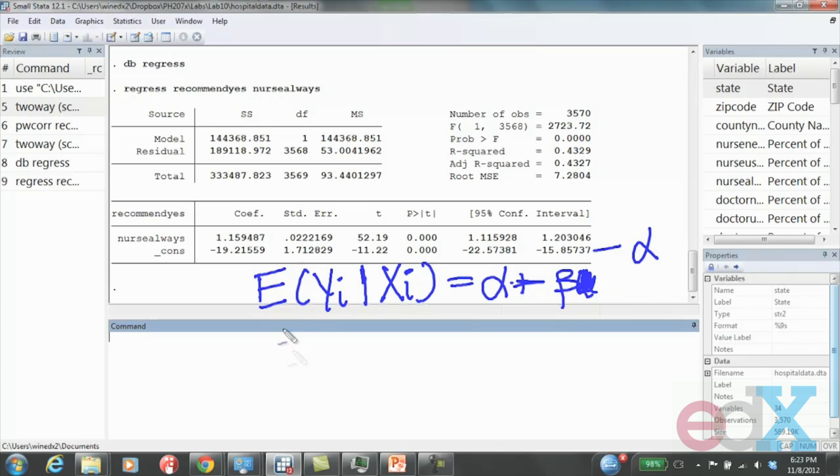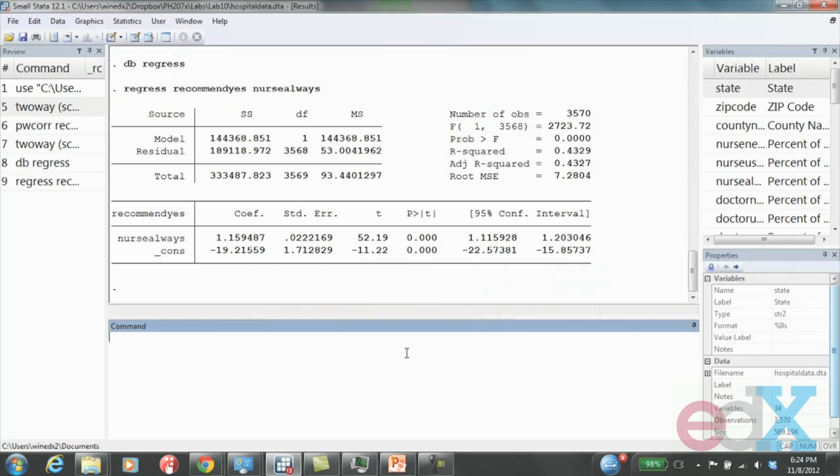If we think back and remember that the expected value of yi given xi is equal to alpha plus beta xi, then think about it. If we plugged in 0 for xi, then this term's going to cancel out. And essentially what alpha is, it's the mean value of the response yi when we fix the covariate to 0.